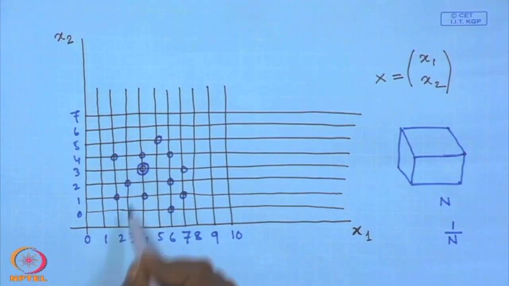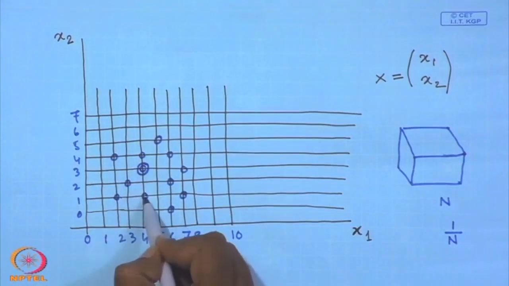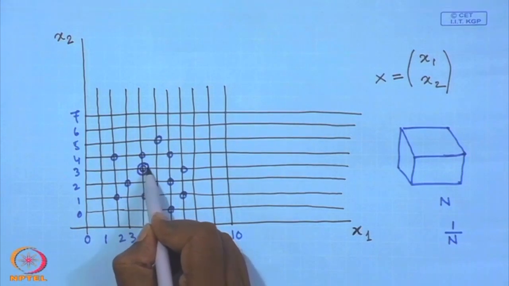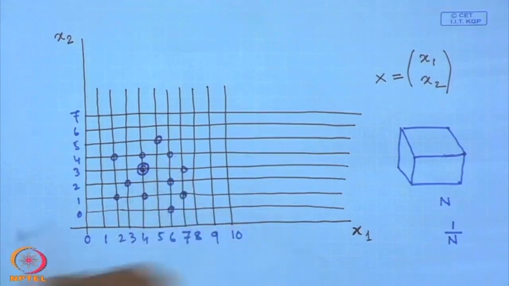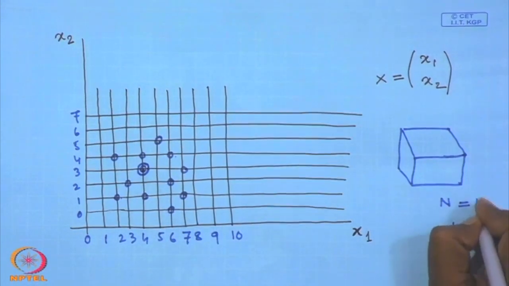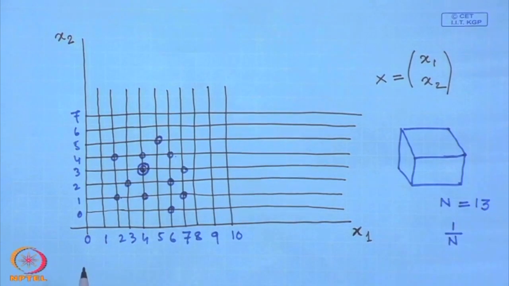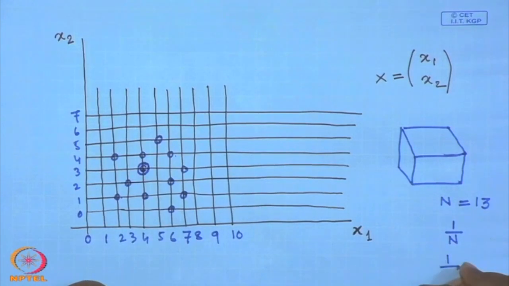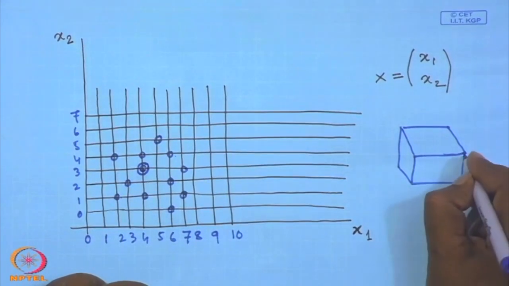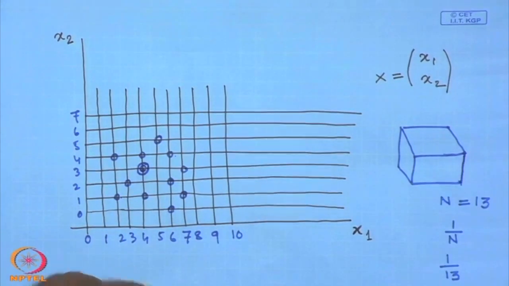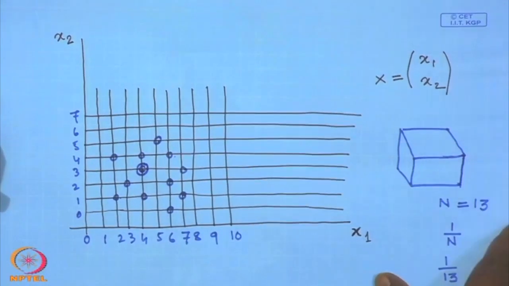Now here you see that I have got 1, 2, 3, 4, 5, 6, 7, because here there are 2 samples, 7, 8, 9, 10, 11, 12, 13. So, there are a total of 13 samples. So, N is equal to 13, and as I have 13 samples, the volume of every box will be 1 upon 13. From this volume, I have to find out the height of this box or the height of the rectangular window function.